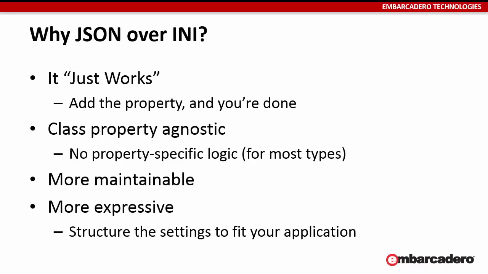Why use JSON over INI? Well, it just works. You simply add the property to your class, and then it just works when loading and saving to file. You may need to add some additional setting logic to make it work for specific types, but for most properties, it will just work out of the box. Because it is class property agnostic, it is automatically more maintainable. As long as you're using the same types, adding one property to your settings class automatically completes all other code in setting, loading, and saving to the database.